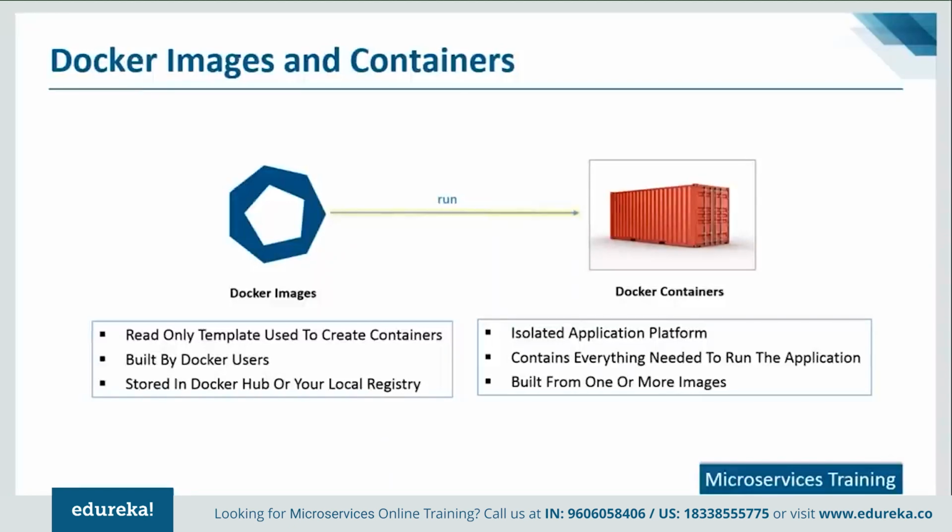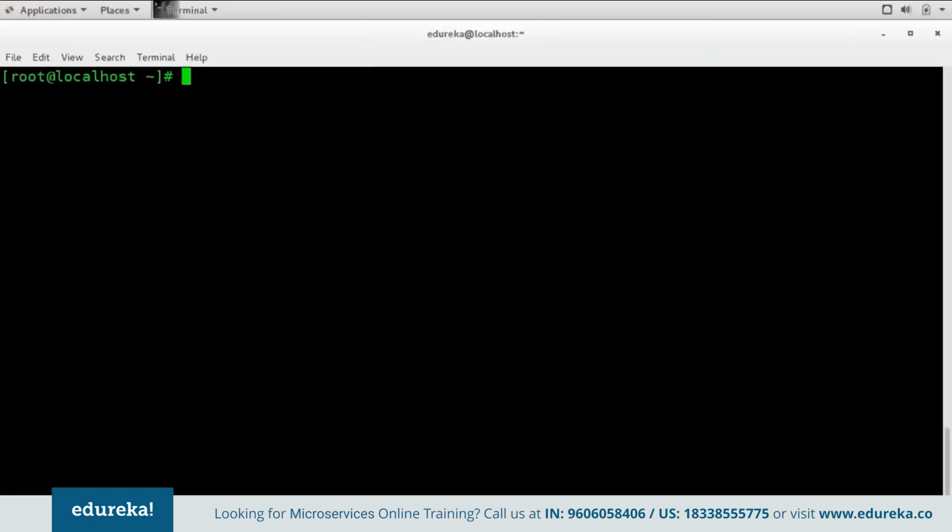So let me just quickly open my virtual machine and I'll show you a few basic commands of Docker. So this is my CentOS virtual machine, guys. Over here, I've already installed Docker. So let me just go ahead and quickly start Docker. So the command to start Docker is systemctl start docker. So it has started now. Let me just clear my terminal again. And now I'm going to try out a few commands and then exit the container.